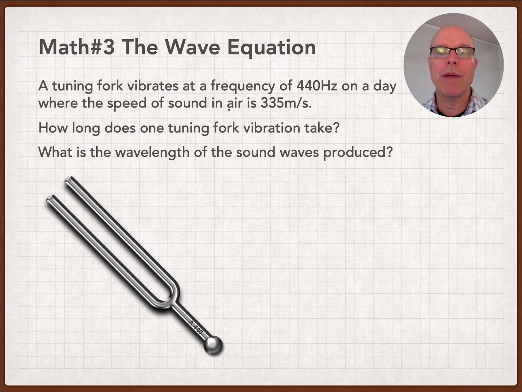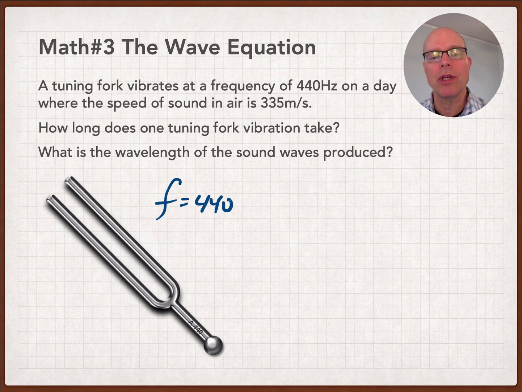So a tuning fork vibrates at a frequency of 440 hertz. Wow, no wonder it's hard to see these things vibrating. They're really quick. The speed of sound is 335, so again, around 340, but it can vary. So how long does it take for the tuning fork to vibrate one time? So just have to bear in mind, frequency was 440 hertz. And if they wanted us to give them the period, that's easy enough.